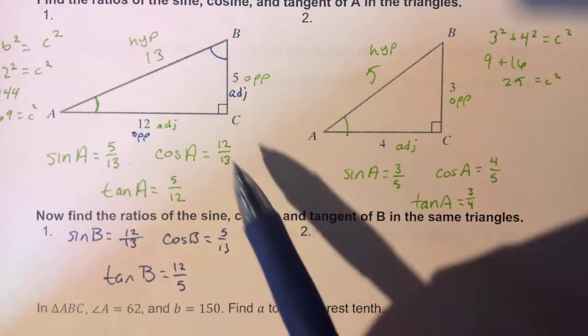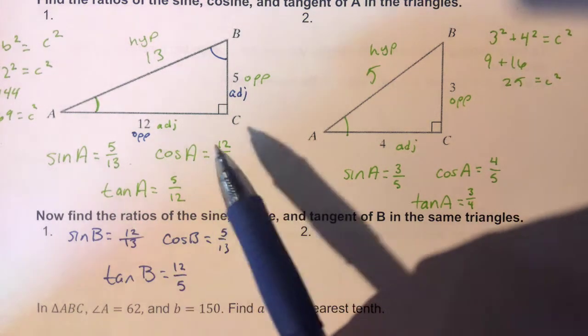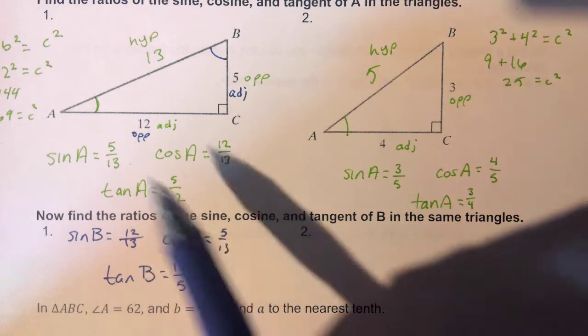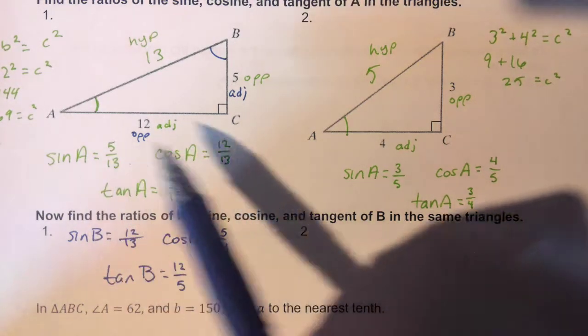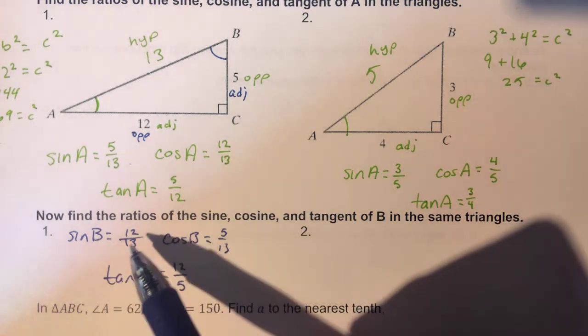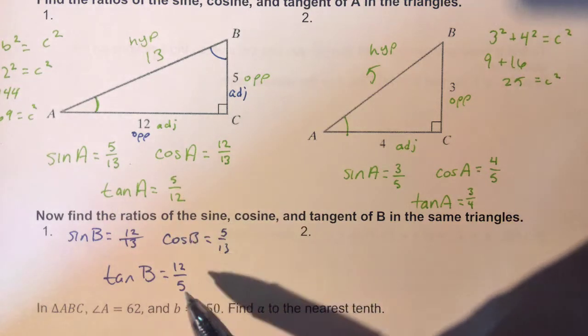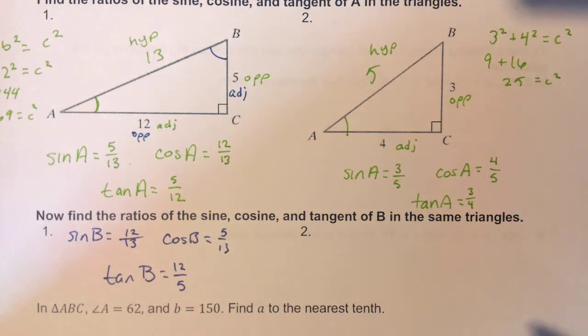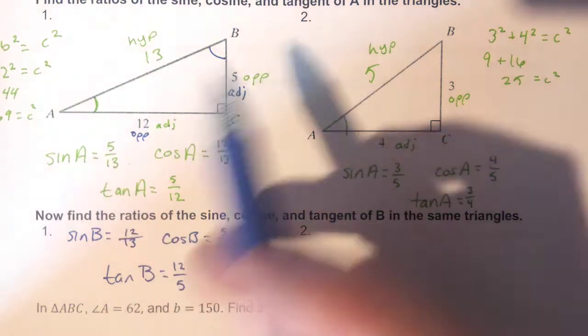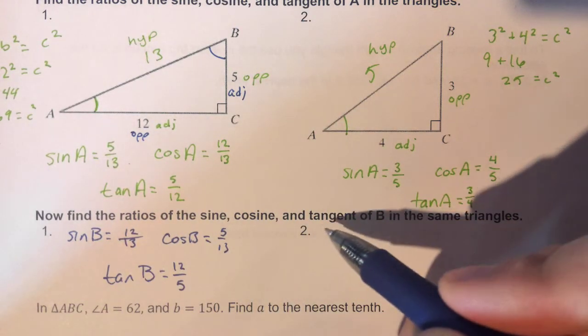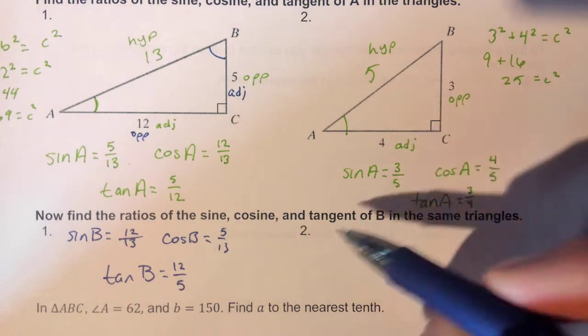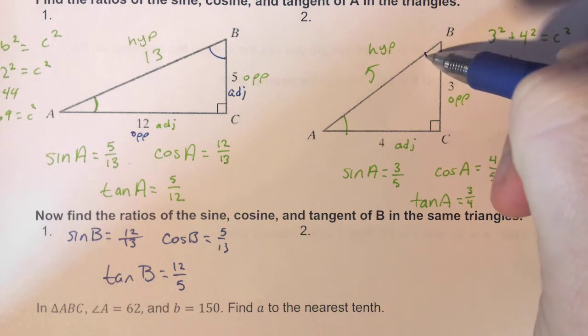So you can see a relationship. You'll notice that the sines and cosines flipped, like this one was the cosine of A, now it's the sine of B. And then the tangent is the reciprocal. So that relationship will actually always be true if you're looking at the other angle in a triangle. Again, pause here, try number 2, and then we'll compare.